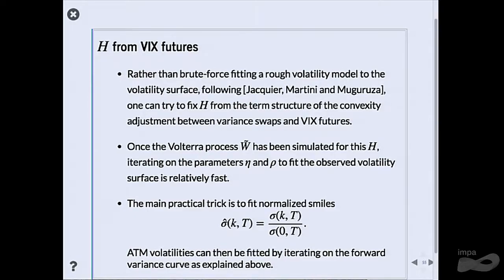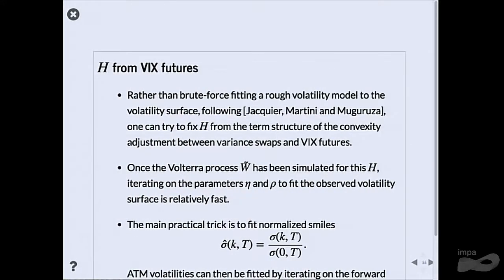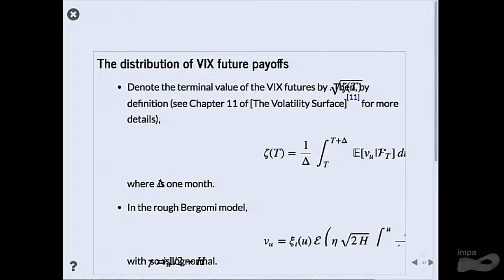Obviously, this model has implications for how VIX futures should trade. Specifically, what should the term structure of VIX futures be? So the Ruff-Heston model obviously generates downward sloping VIX smiles, completely inconsistent with the market. The Ruff-Bergomi model generates flat VIX smiles, which is also inconsistent but not quite as bad. Nevertheless, we can compute VIX futures and hope for the best.